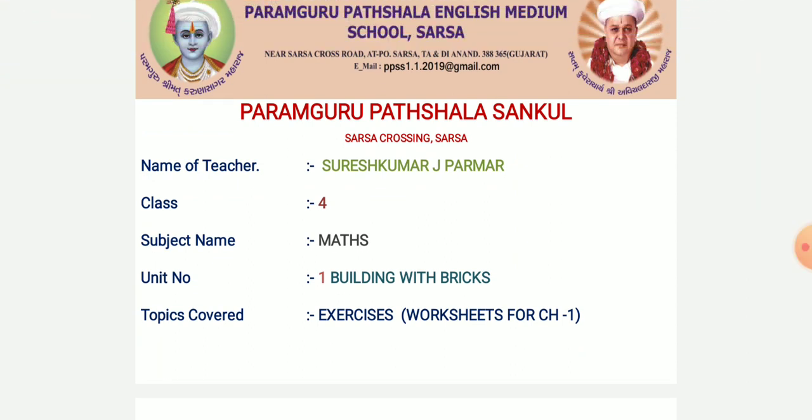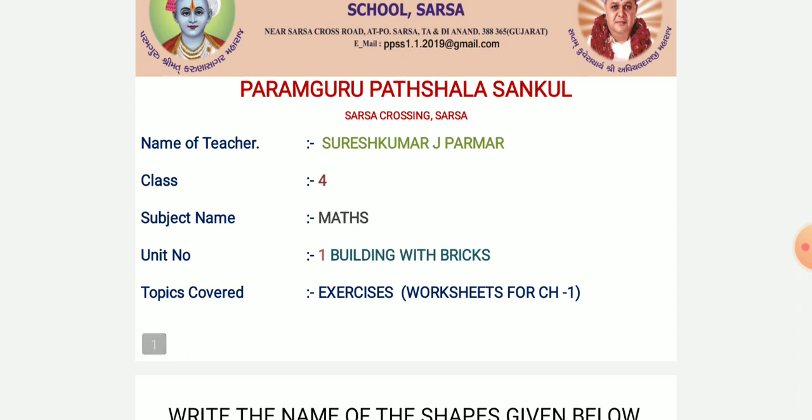Class 4, Subject Maths, Unit number 1, Building with Bricks. Topics covered: exercises. Worksheet for chapter number 1.